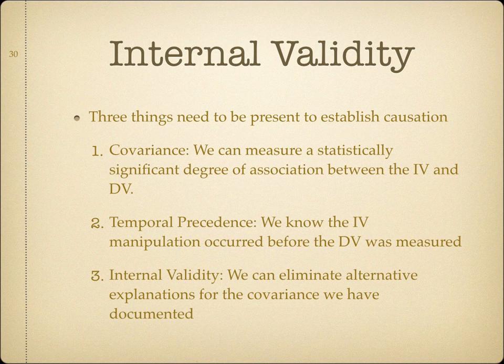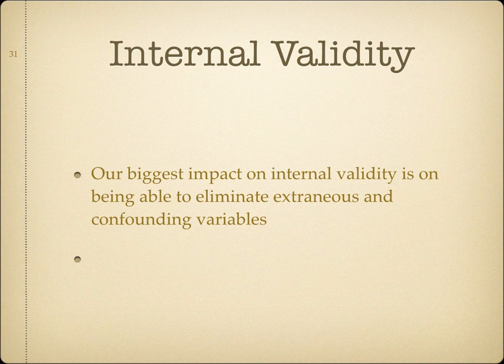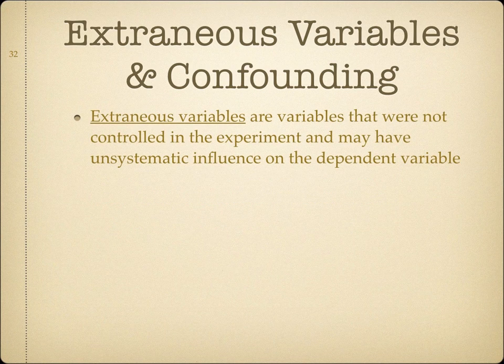That's the key. Covariance is a statistical calculation that's very similar to what we were doing in our last chapter on measuring correlations. It's not that different. Internal validity is where we've got new ground to work on. Our biggest impact on internal validity is our ability to eliminate extraneous variables and confounding variables. So let's talk a little bit about what we mean by these two things.